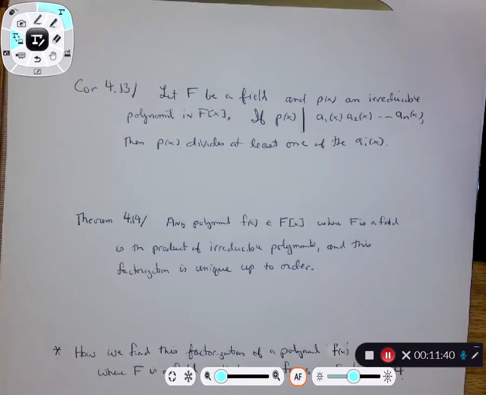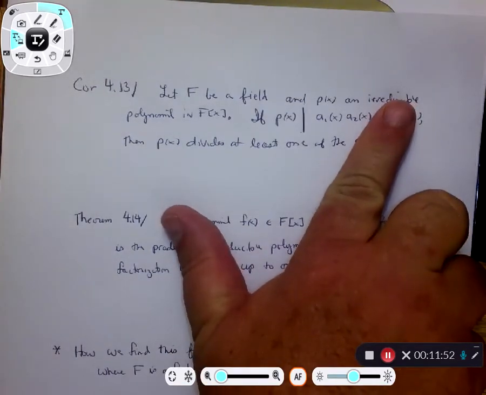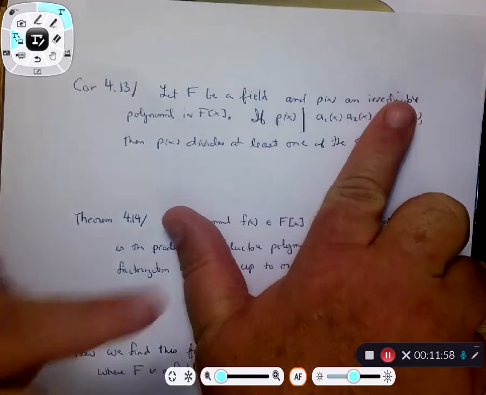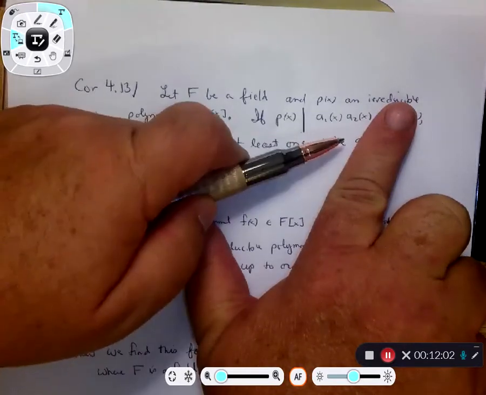Now, what's the big deal on that? Well, this is Corollary 4.13, so it must follow from Theorem 4.12. For Theorem 4.12 pretty much said this in part 3. If p of x divides a1 of x times a2 of x, Theorem 4.12 says that p of x either has to divide a1 of x or p of x has to divide a2 of x.